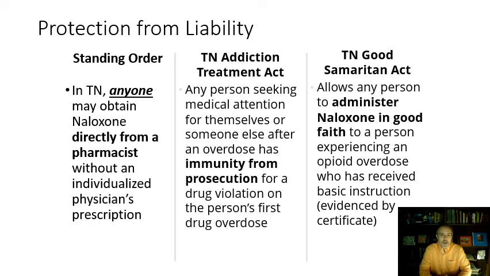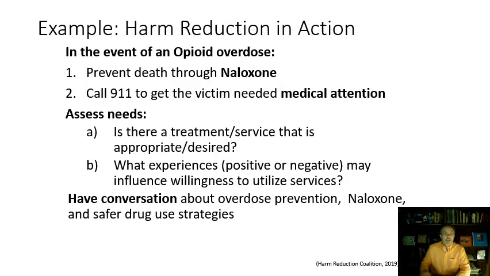So, an example of harm reduction in action. In the event of an opioid overdose, prevent death by providing naloxone or Narcan if you have it. Call 911 immediately to get the victim needed medical attention. Assess their needs. Is there a treatment service that's appropriate or desired? What experiences, both positive or negative, may influence their willingness to utilize these services?